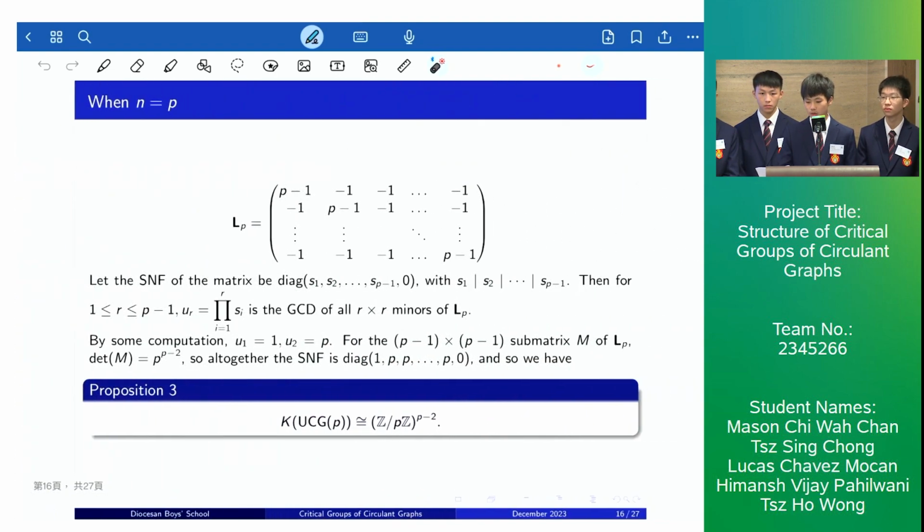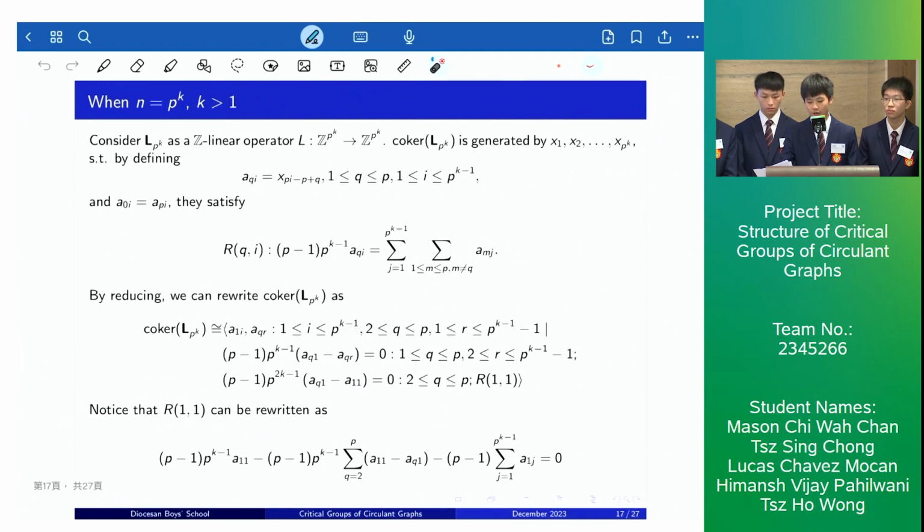The other case of UCG that we have solved is when n is a power of p. When k equals 1, the graph is essentially complete. We can deduce the structure by considering the GCD of minors. As the GCD of 2 by 2 minors is p, all the entries that follow are multiples of p. But since we have a submatrix with determinant p to the power of p minus 2, again, we have bounded entries of the Smith normal form from both directions, which results in Proposition 3.